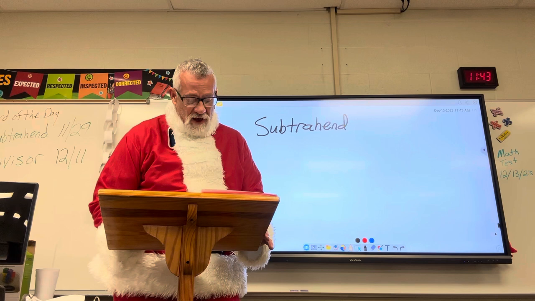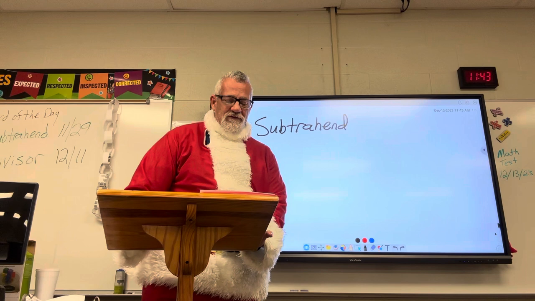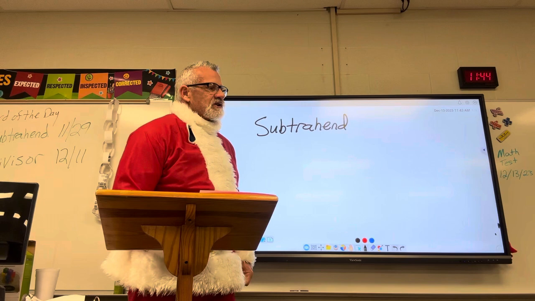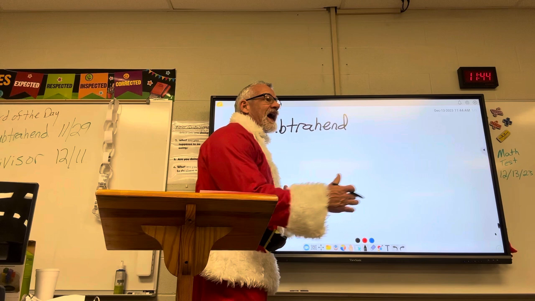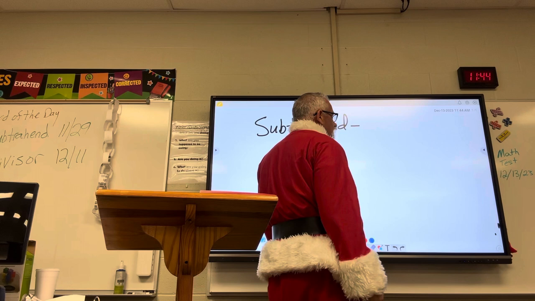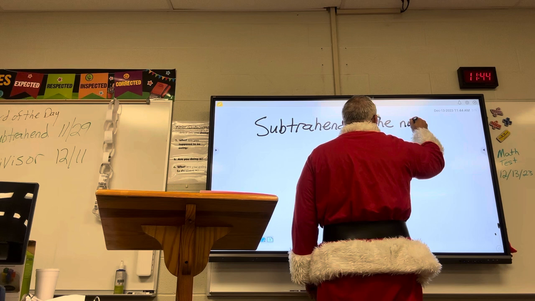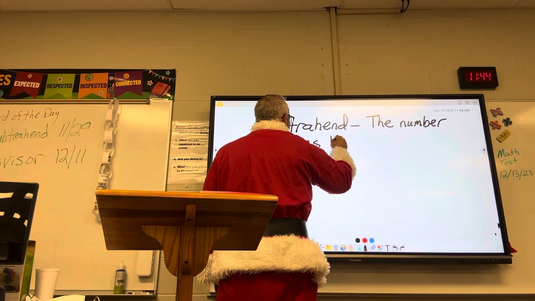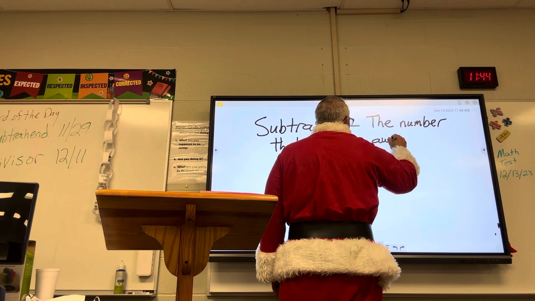Okay, well, what does it say? For instance, in the subtraction problem, the minuend is 7, and the subtrahend is 4. All right, so the subtrahend would be the one that is taken away. Yes. That's a good way to put it into our terms, okay? You write these down. The number that is taken away from another number.